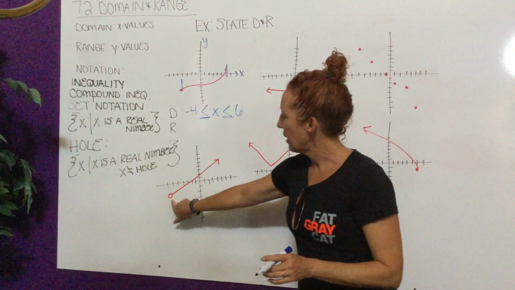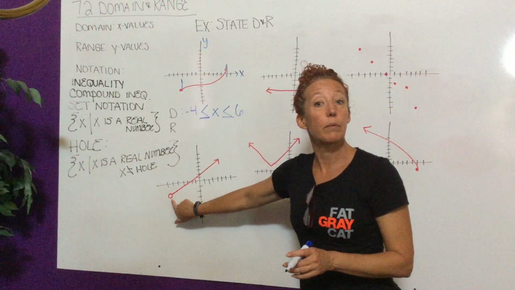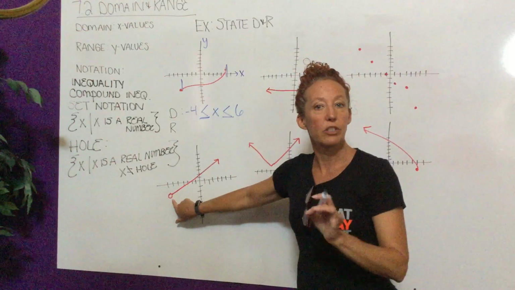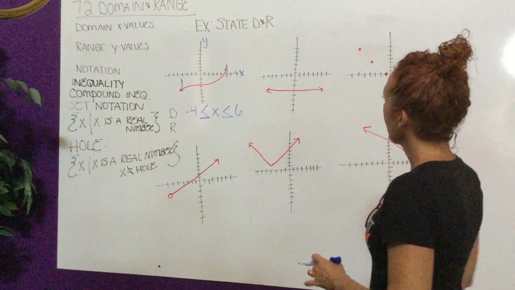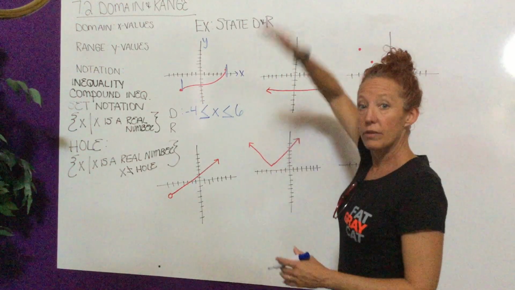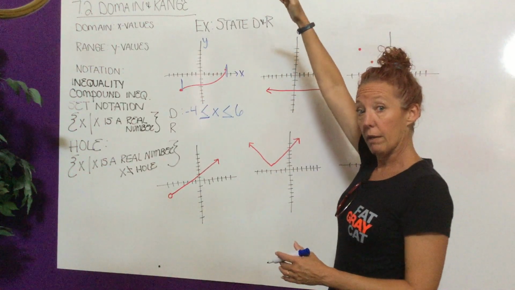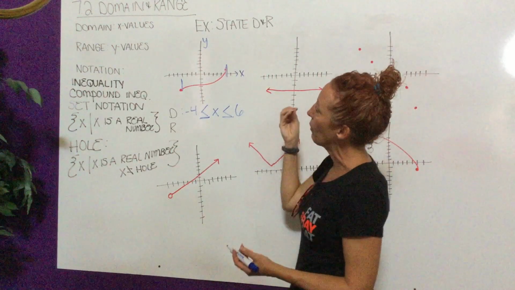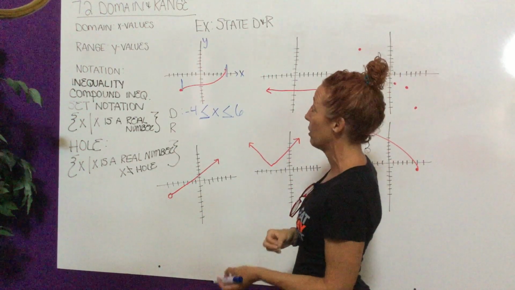I have one here that's an open circle. You'll see what I do when it's an open circle. It's just a little bit different. All right, the range. Range is going to go bottom to the top, lowest to the highest, okay? Because our y values, think about where the y values are the smallest.